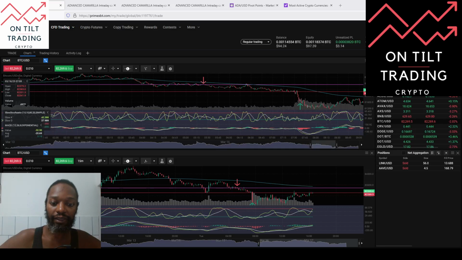We can see the MACD is below the average here. So sellers are slightly in control here on the 15-minute. Nobody really in control here in this consolidation range here on the 1 minute. But everything looked like it could set up.